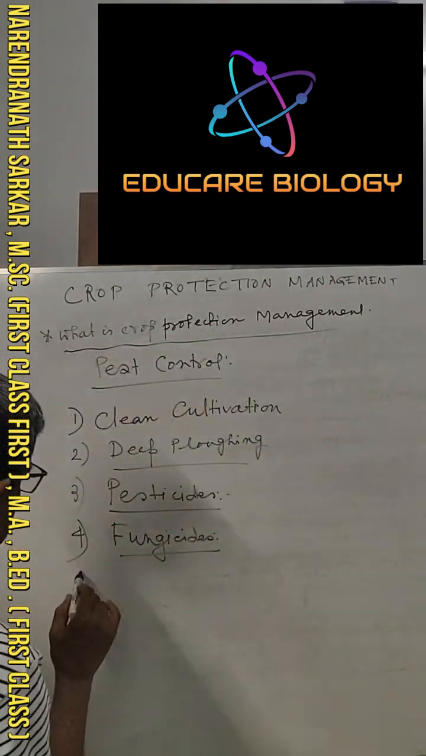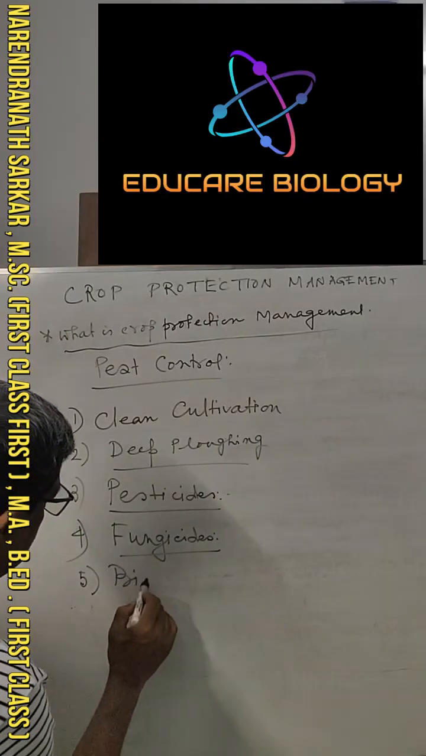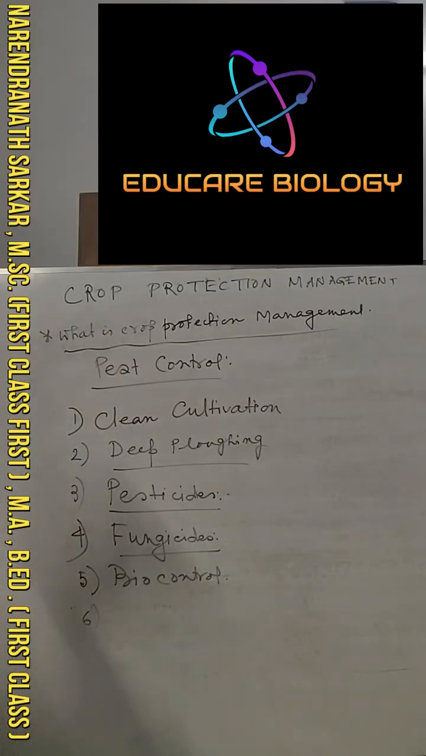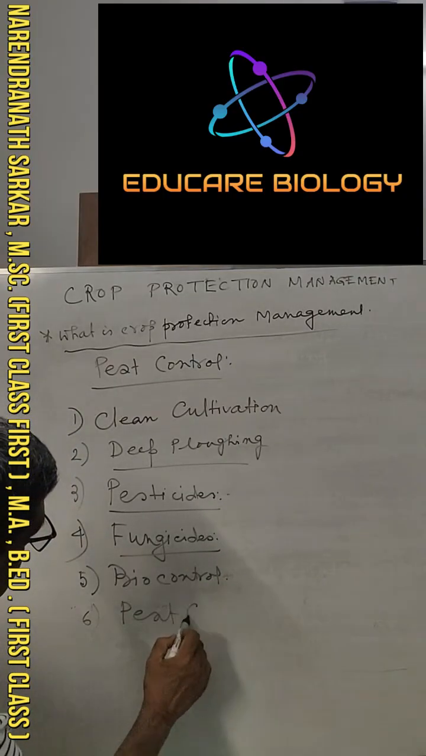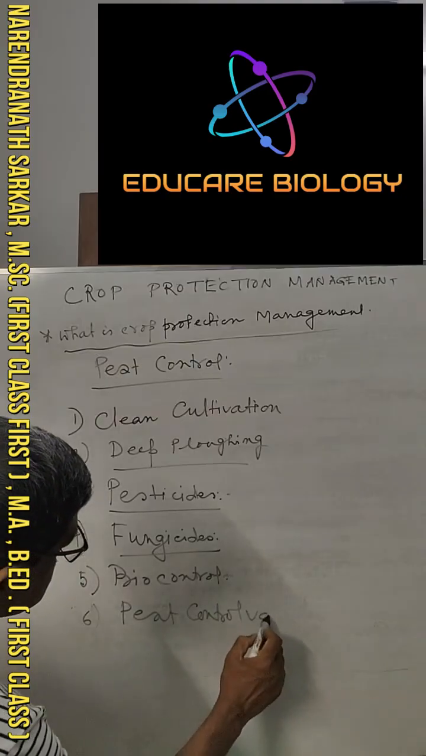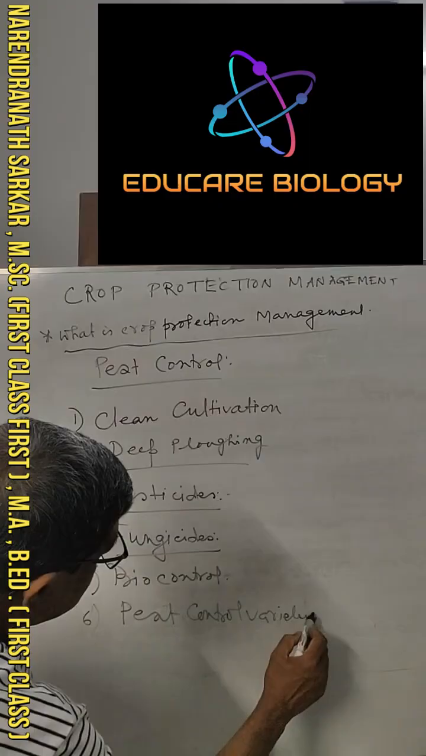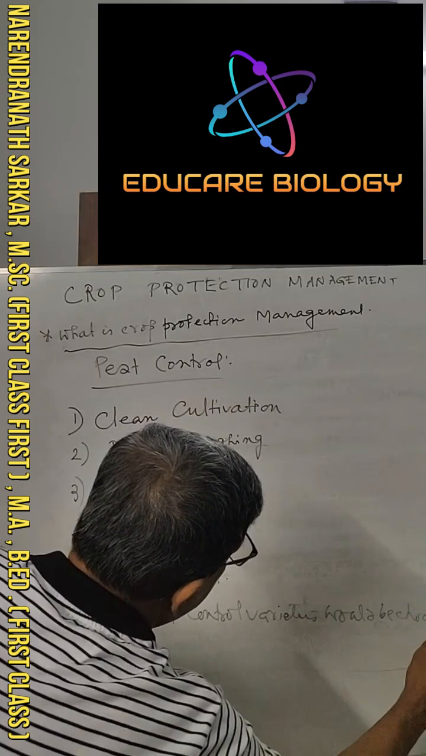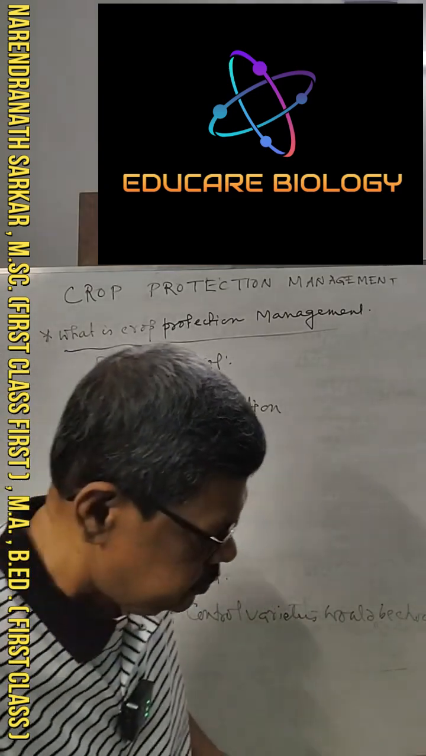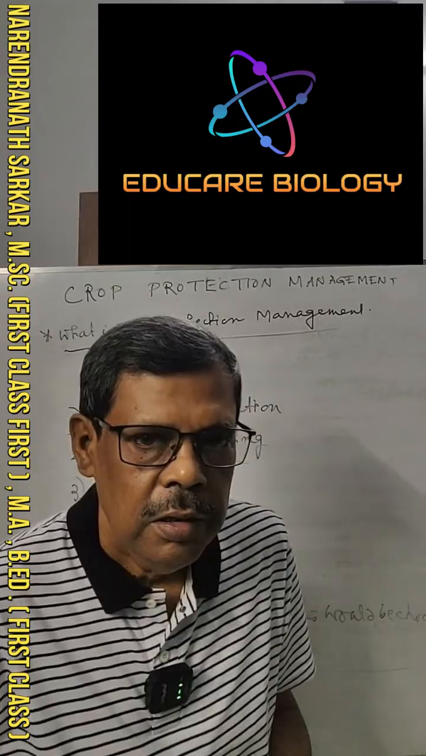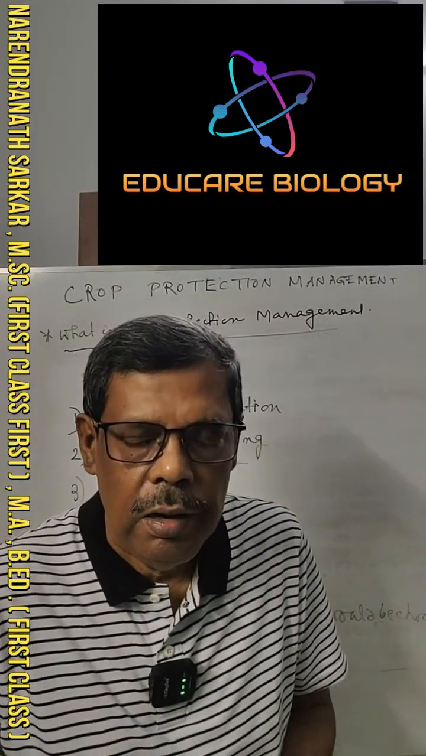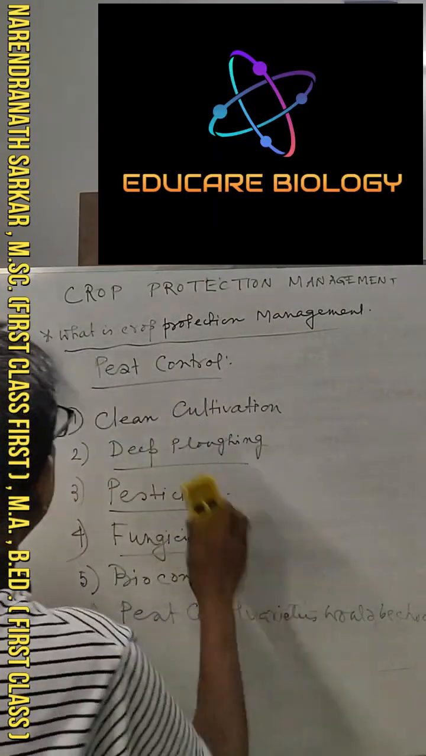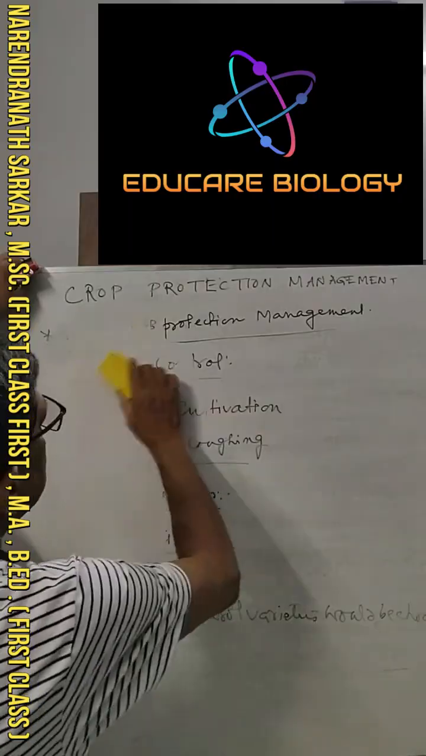Next, biocontrol. Next, pest resistant varieties would be suited. These are the control measures of pests. Next, number four, I will discuss storage of grains.